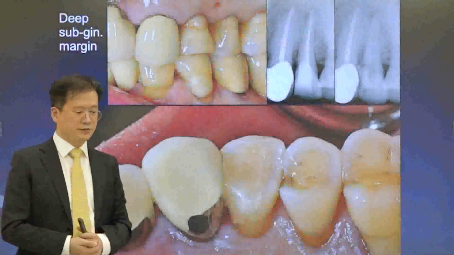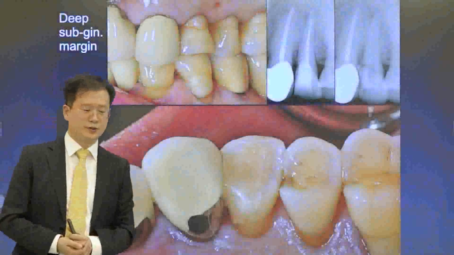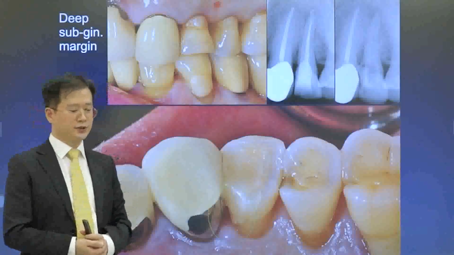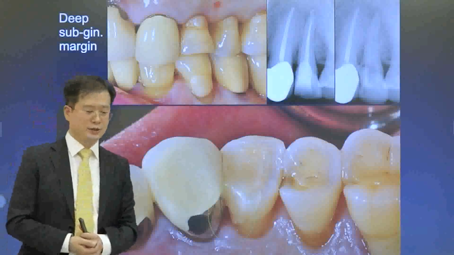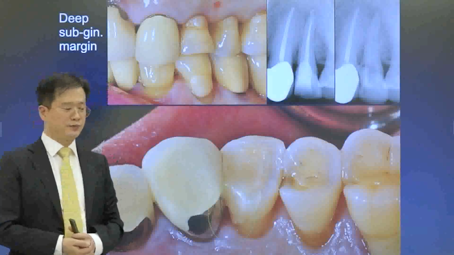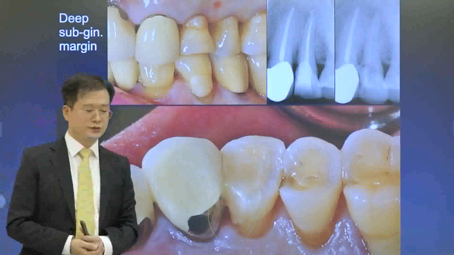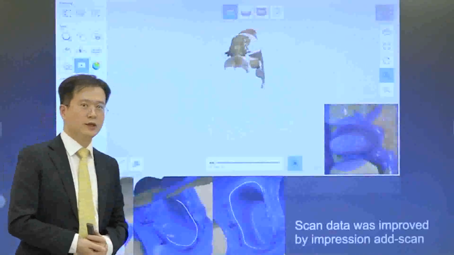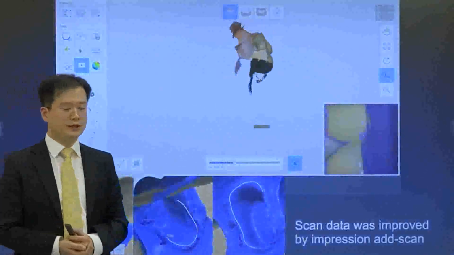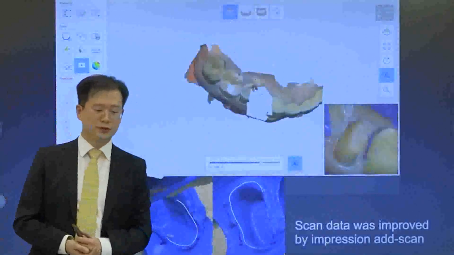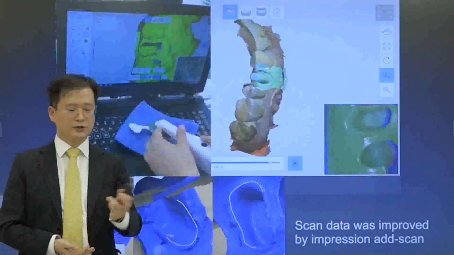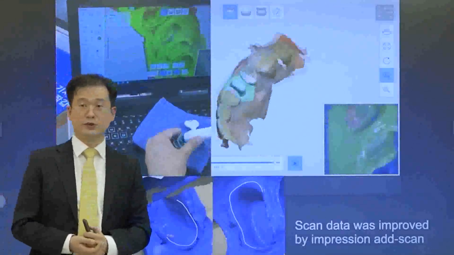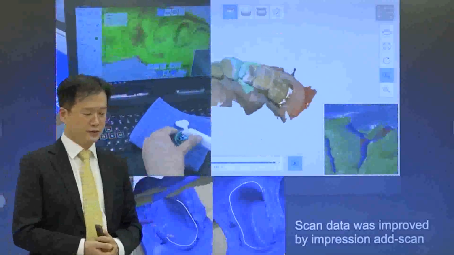The margin of tooth number 24 is deep because of extensive subgingival caries. We often give up acquiring digital impressions with intraoral scanners in those cases. But I could scan this case because of a new feature of the intraoral scan system. Scan data was improved by the impression at scan features.